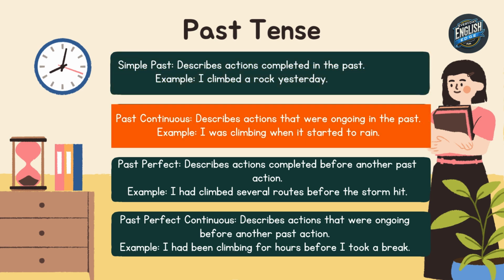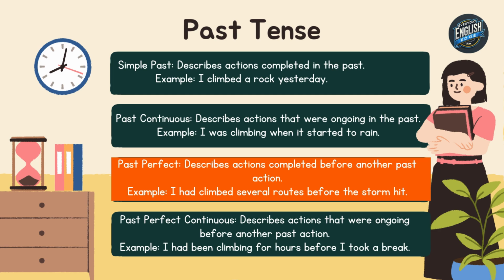Past continuous describes an action that was ongoing in the past. Example, I was climbing when it started to rain. Past perfect describes an action completed before another past action. Example, I had climbed several routes before the storm hit.